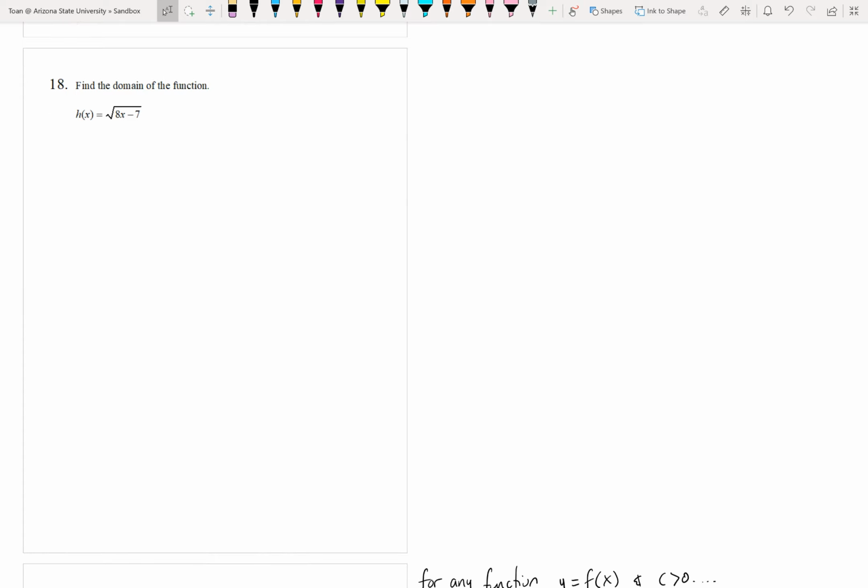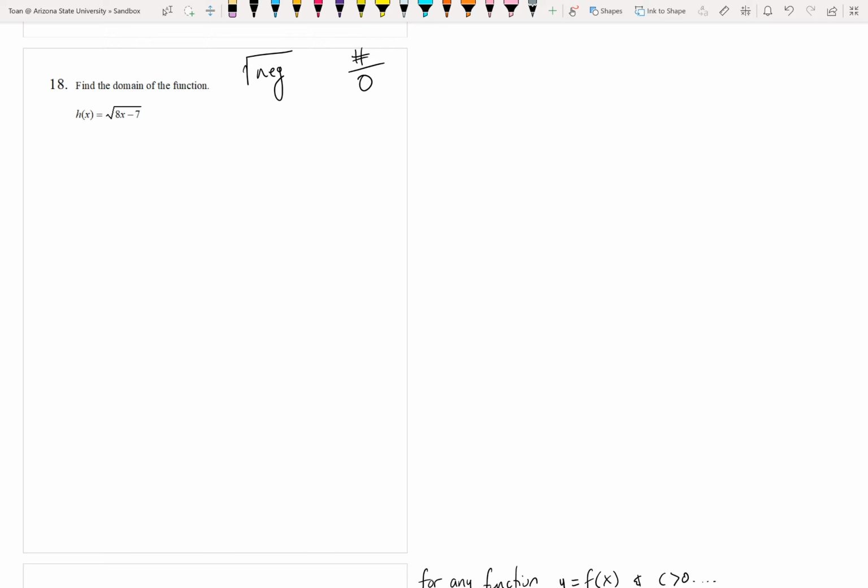Number 18, finding the domain of a function. When you're finding the domain of a function, you're safeguarding against two things: taking an even root of a negative number, which we don't want, or dividing by 0, which we don't want. So hopefully in this example, I don't have any division going on, but I do have a radical.